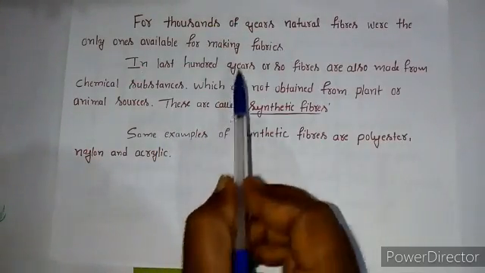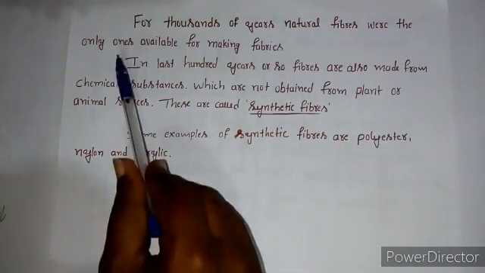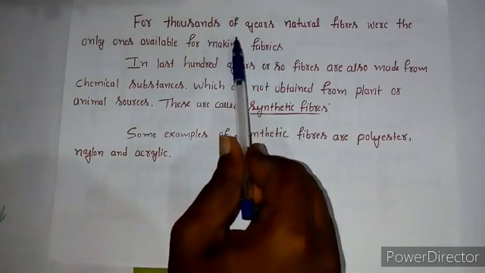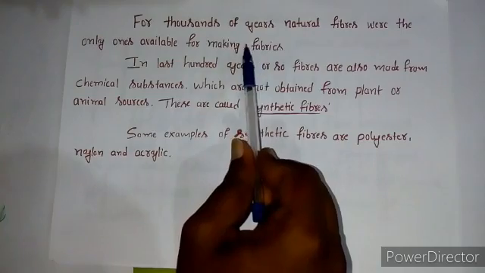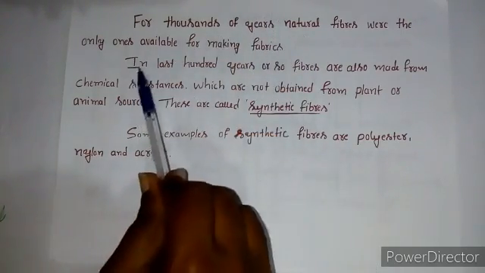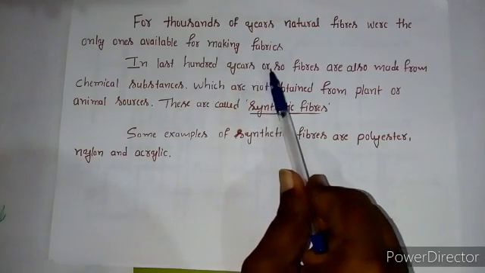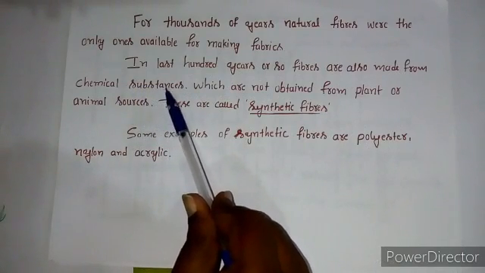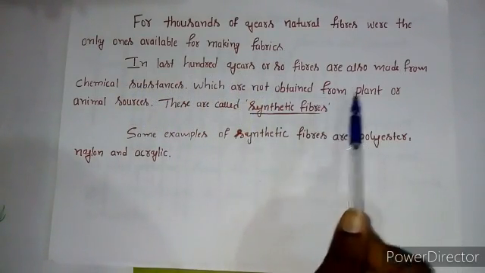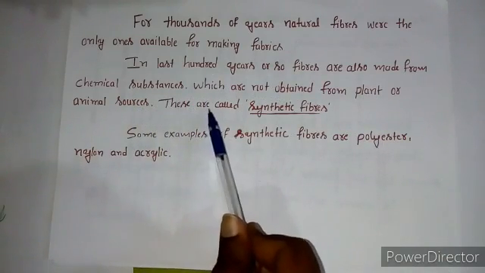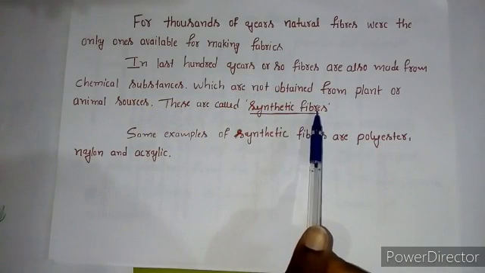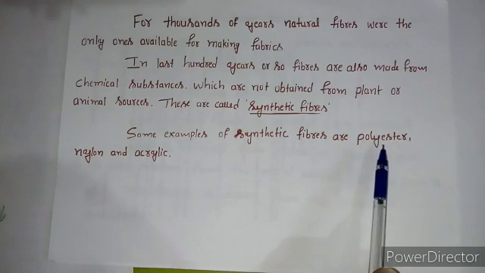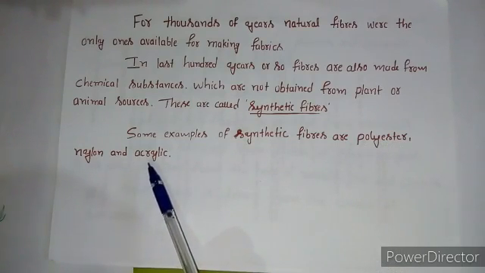For thousands of years, natural fibers were the only ones available for making fabric. In olden days, only natural fibers were used to make fabric or cloth. In the last 100 years or so, fibers are also made from chemical substances which are not obtained from plant or animal sources. These are called synthetic fibers. Some examples of synthetic fibers are polyester, nylon and acrylic.